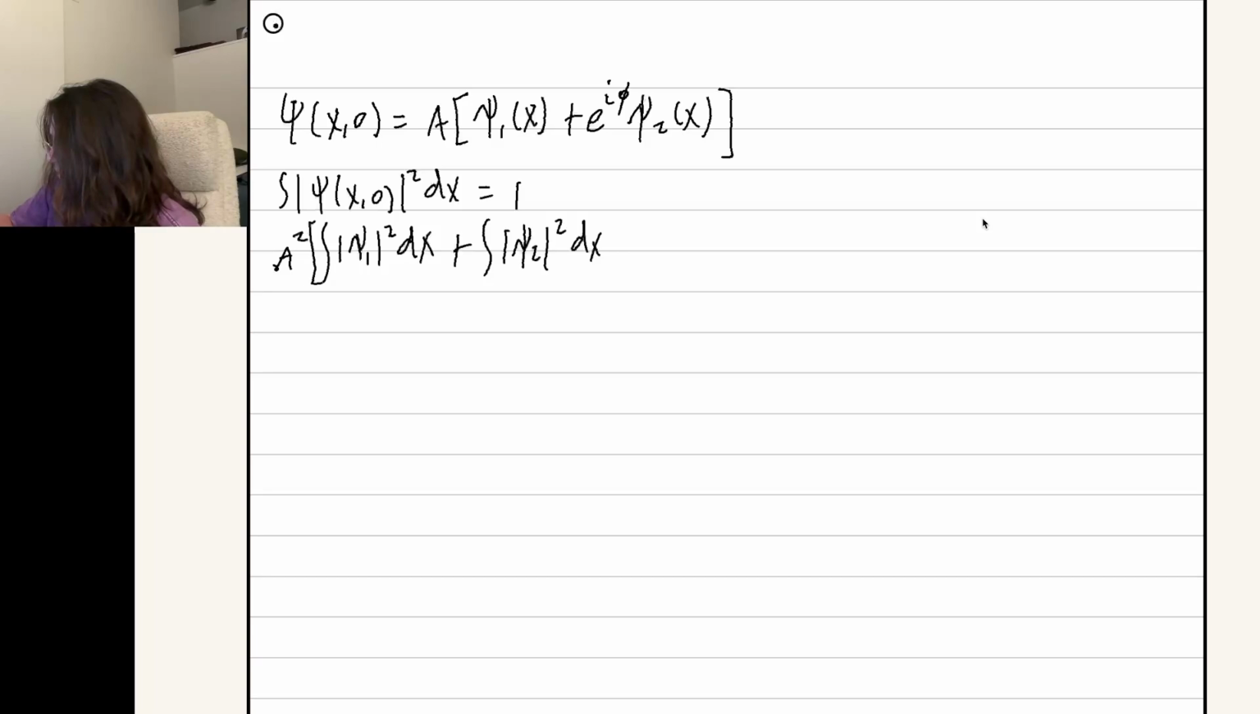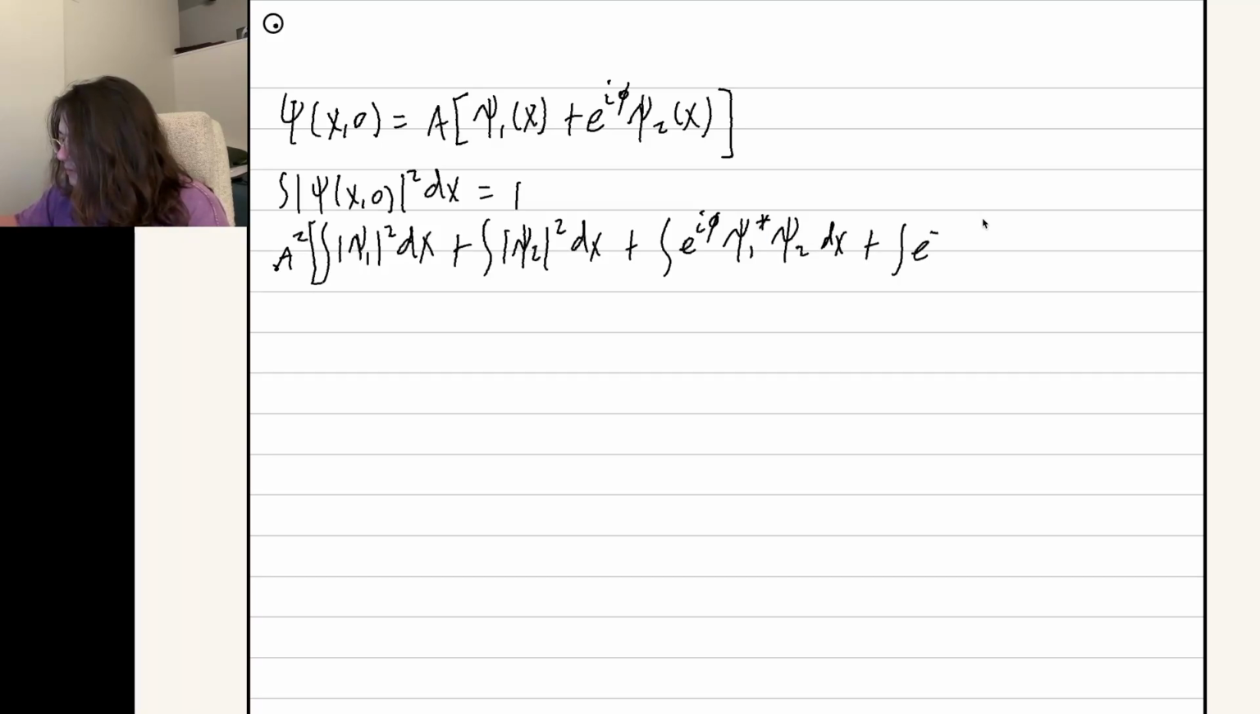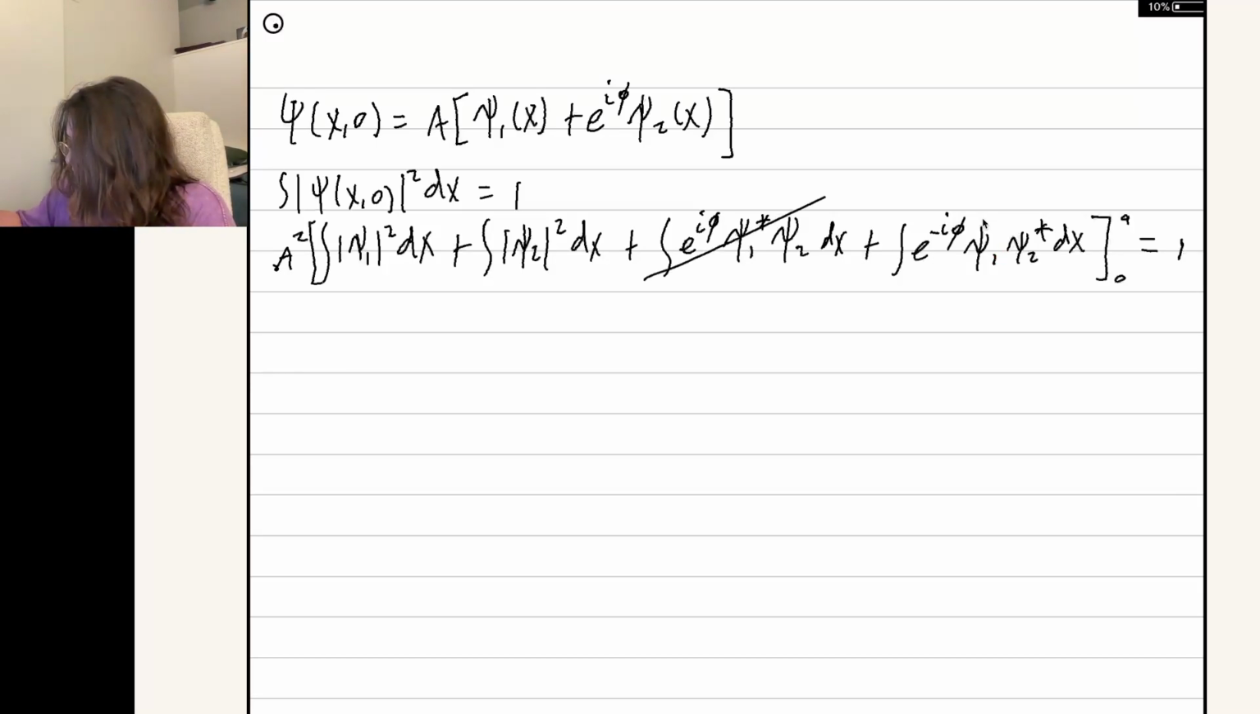And then we have the relative phase show up in the integrals that were 0. So this is going to be e to the i phi psi 1 star psi 2 dx plus e to the minus i phi psi 1 psi 2 star dx. Evaluated from 0 to a will give you 1. The answer won't change from what we did in the last video because this integral is still 0, this integral is still 0, so the relative phase gets completely annihilated before we even did anything.